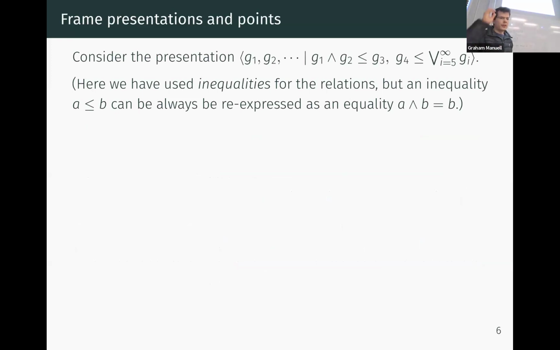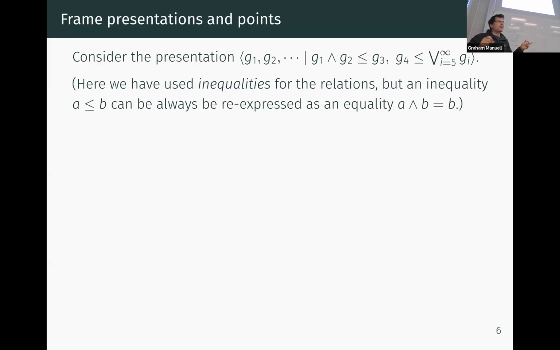Okay, so just to give you an example, suppose we have a presentation where we have countably infinitely many generators, G1, G2, and so on. And then I just chose random relations. So we have G1 meet G2 must be less than or equal to G3. And G4 should be less than or equal to the join of all the Gi for i greater than or equal to 5. Okay, that's just a random thing I chose for illustrative purposes.